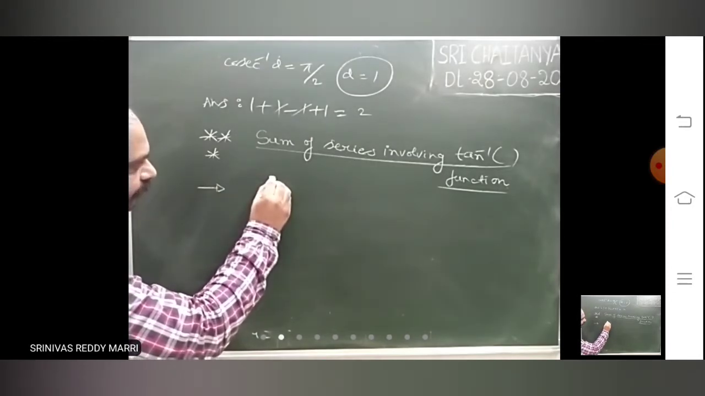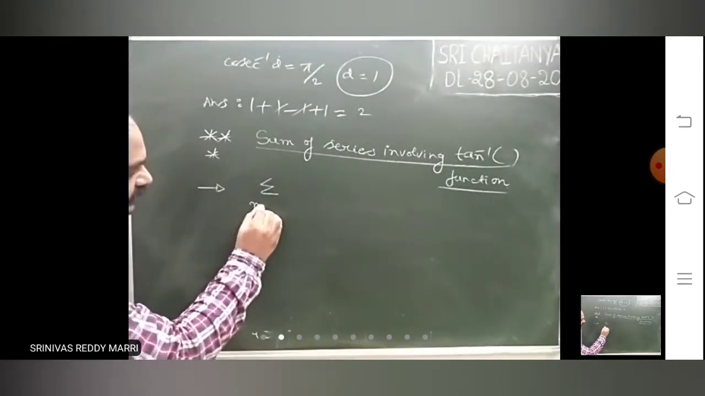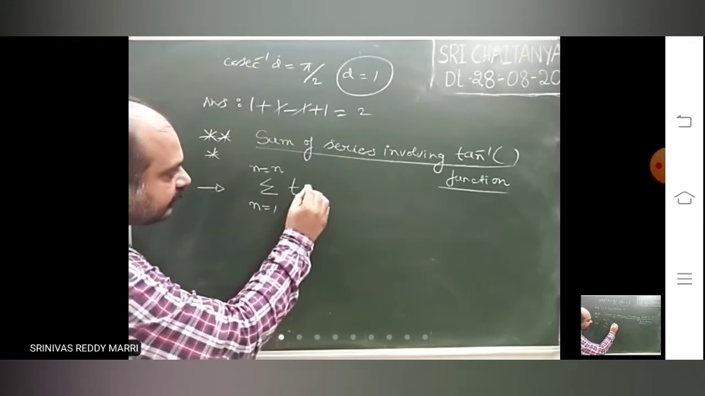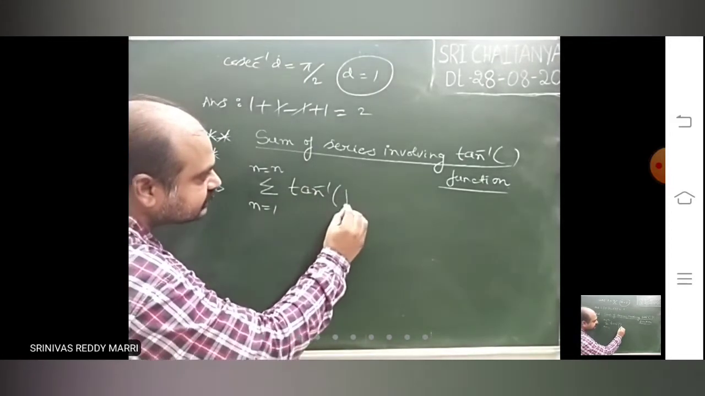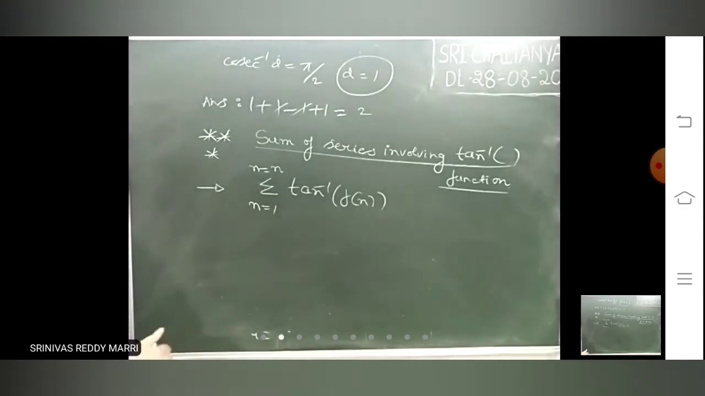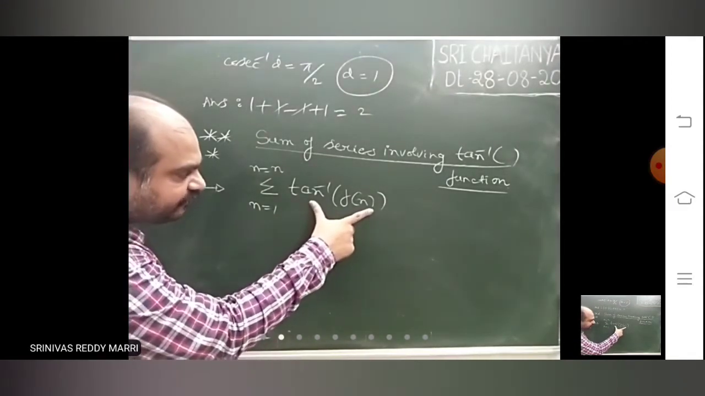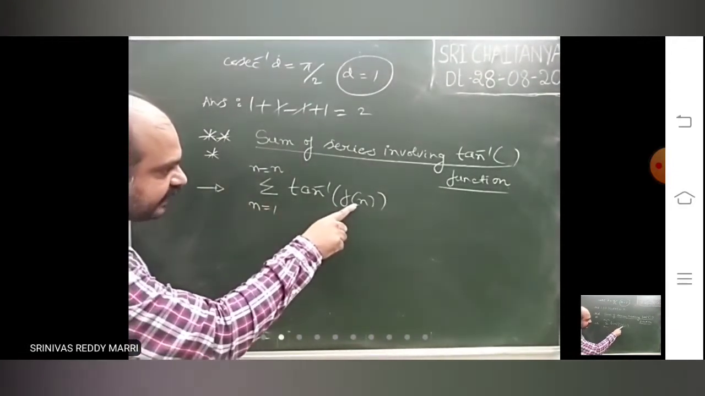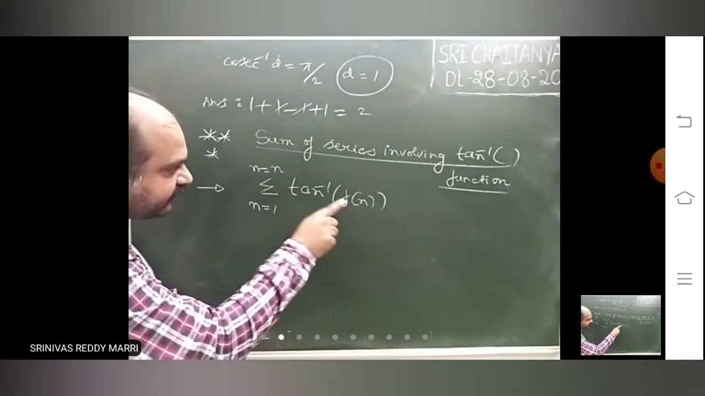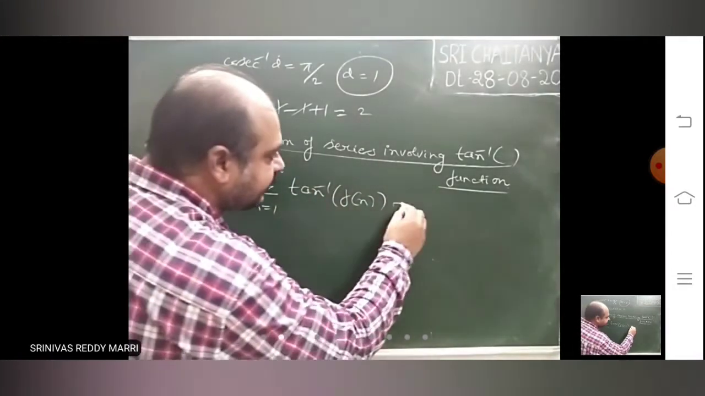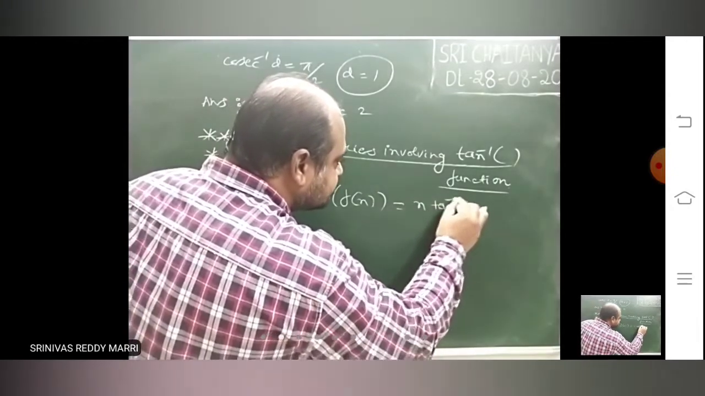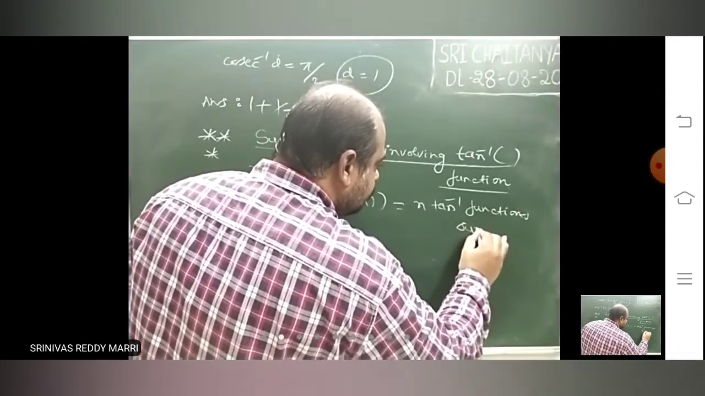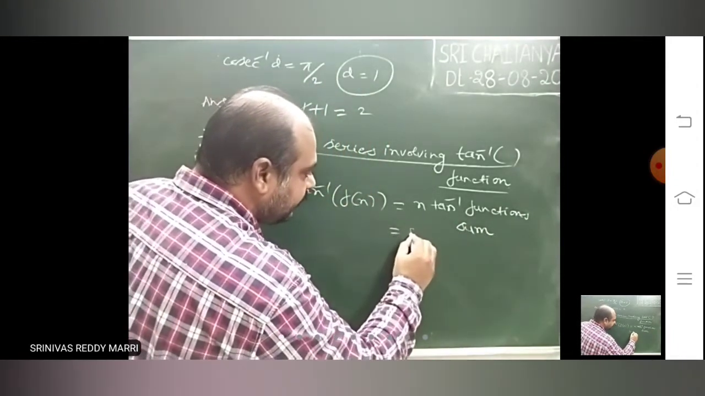Sum will be like this. Look at the sum. He will give the sum like this: n equal to 1 to n equal to n, some tan inverse, some function of n. Right? He will ask to find the value of this. That means what? You substitute n equal to 1, tan inverse f of 1, n equal to 2, tan inverse f of 2, and so on. How many terms will be there? This is the sum of n tan inverse functions. This is called sum of n terms.